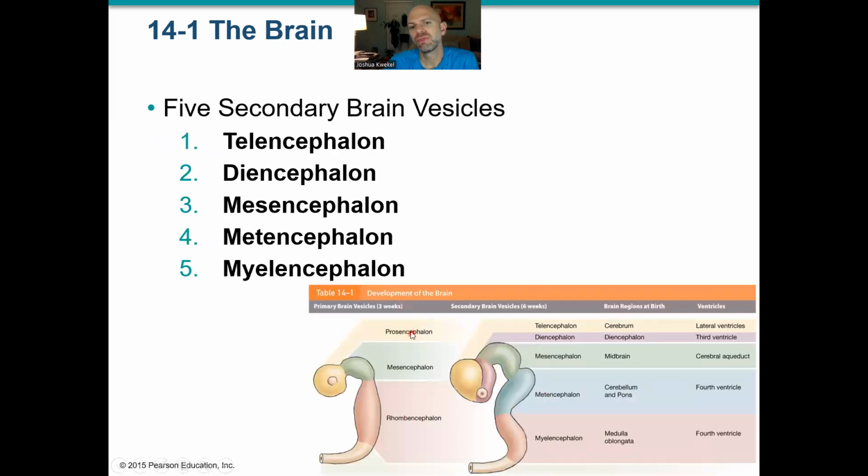And then we go from those 3 lumps to a slightly different arrangement, and we start to get more complexity here. The prosencephalon becomes the telencephalon and the diencephalon. The mesencephalon stays the mesencephalon. And then the rhombencephalon becomes the metencephalon and the myelencephalon. Again, I'm not going to ask you to memorize those. That's as confusing to me as it is to you.